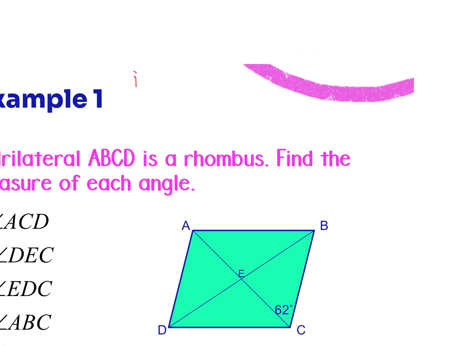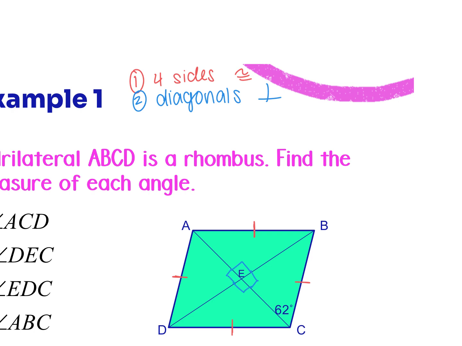Four equal sides. Four equal sides, yes. All four sides are congruent. So I'm showing my sides that are congruent. All right, what about the diagonals? Good, diagonals. Make that 90-degree angle, so I'm drawing my right angles.